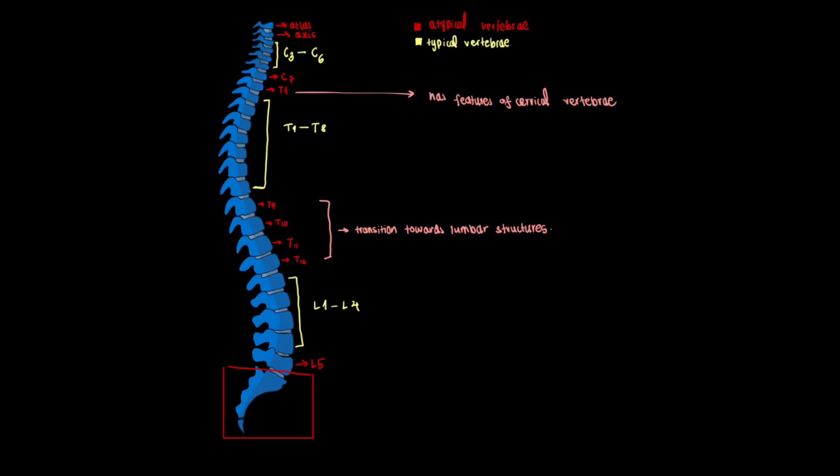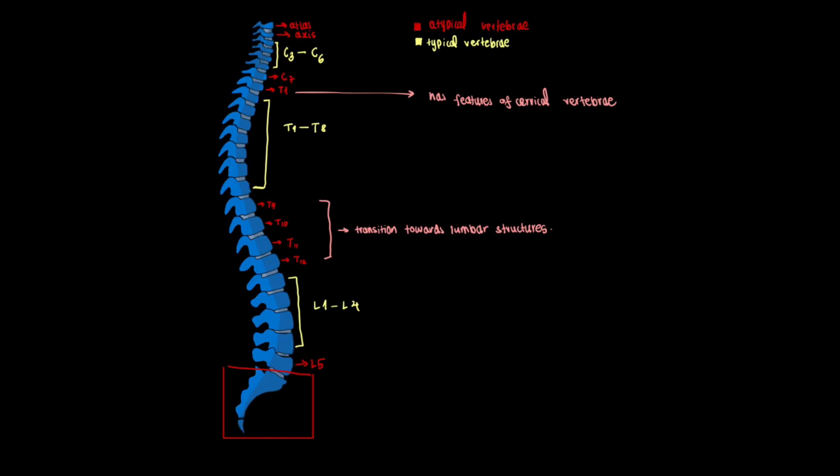T1 is also atypical. It has some characteristics of cervical vertebrae, like a smaller body, while still articulating with the first rib like a thoracic vertebra. T9 to T12 are atypical because they begin transitioning toward the structure of lumbar vertebrae. For example, T12 has inferior articular facets, oriented like those in the lumbar region.